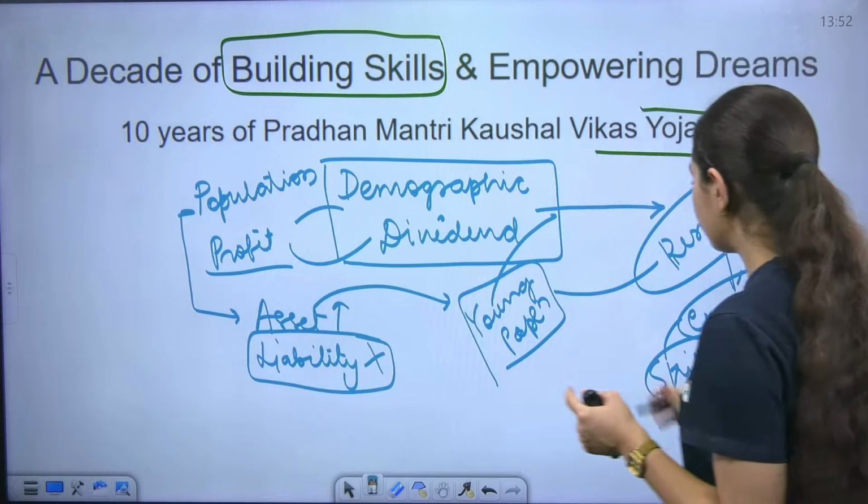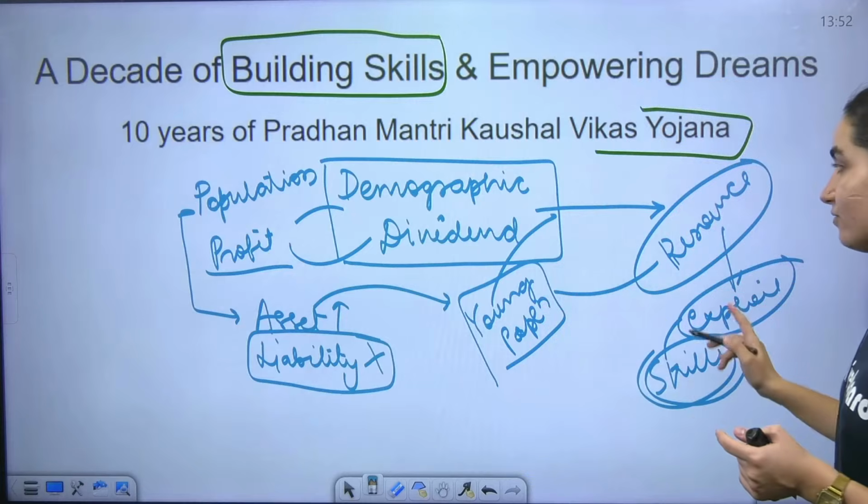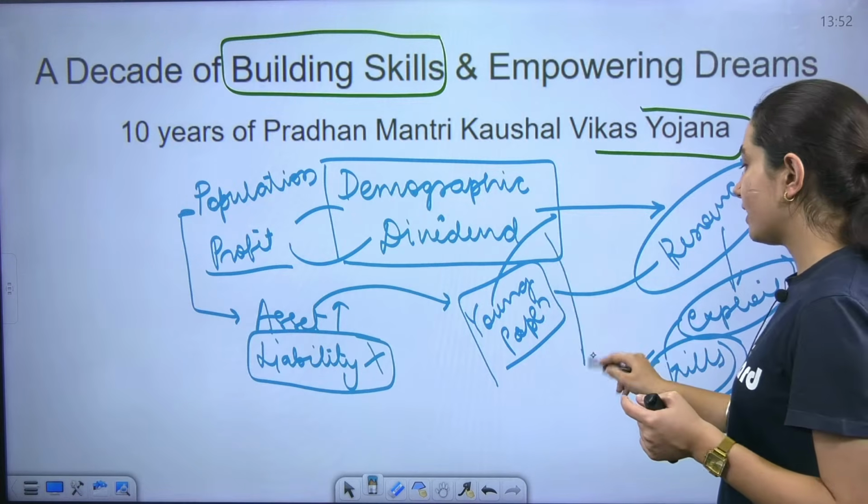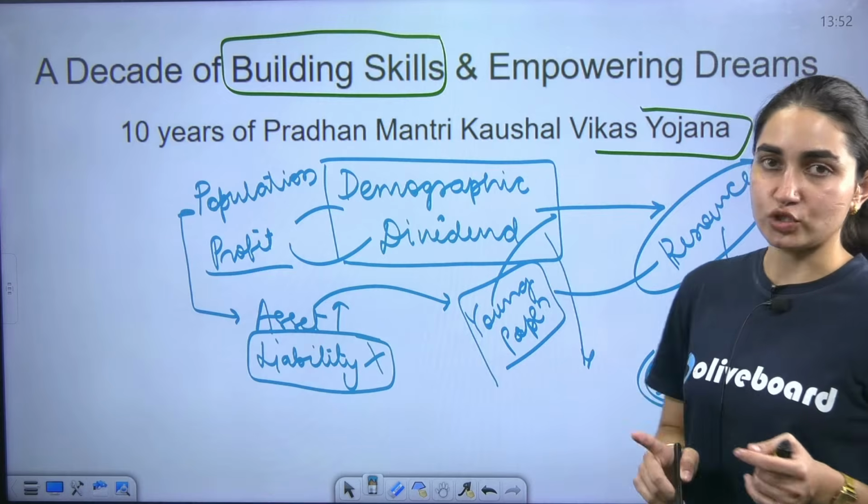So we have to ensure that we are inculcating skills in them, and we have to ensure जो हमारा demographic dividend है वो demographic disaster ना बन जाए.